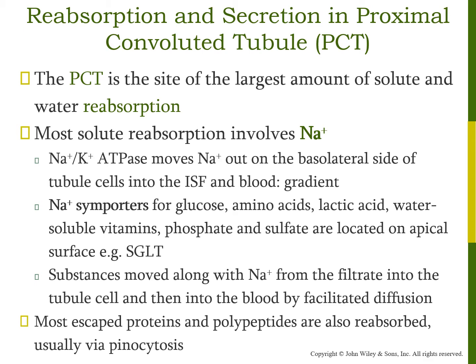They contain many mitochondria to provide energy for these active processes, along with extensive microvilli on the luminal side facing the filtrate to increase the surface area for reabsorption, as well as many embedded protein channels and transporters or carriers. These carriers include sodium symporters that use the gradient for sodium to also move glucose, amino acids, lactic acid, water-soluble vitamins, phosphate, and sulfate from the apical surface facing the filtrate into the cells.